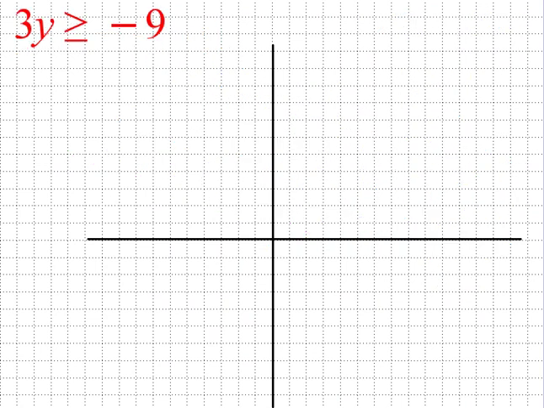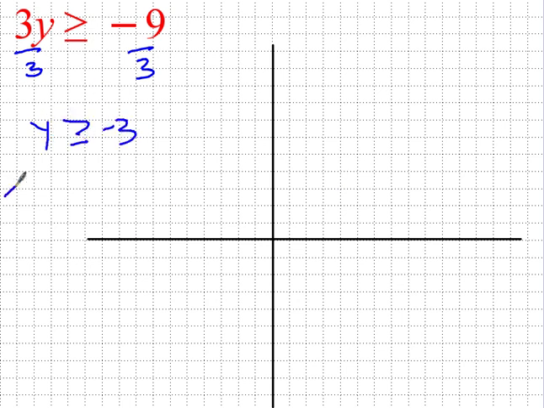Okay, another one. So this one you can try on your own. Might look a little bit different, but it's not going to change our process for how we solve these. So first of all, I'm going to solve for y because when we graph linear equations, we want to have our y by itself. So I'm going to divide by 3 on both sides. Now when I divide by 3, I get y is greater than or equal to -3.